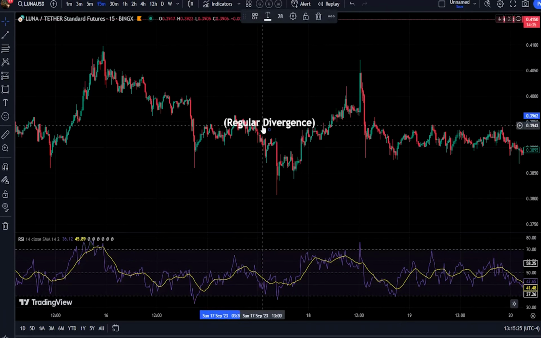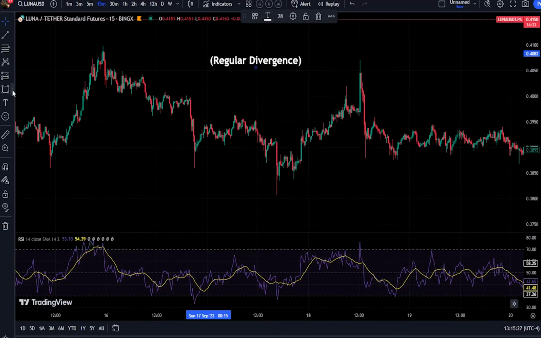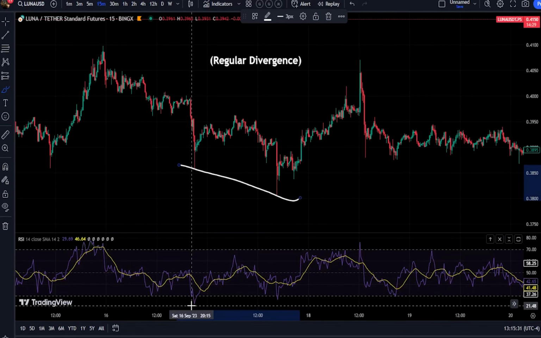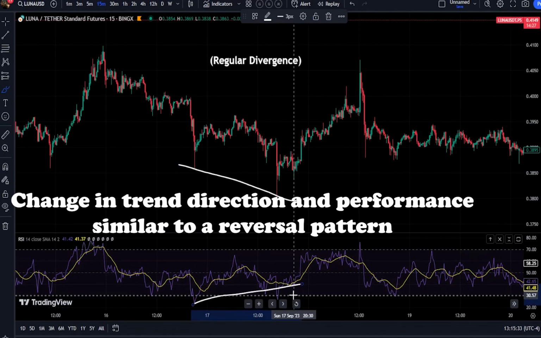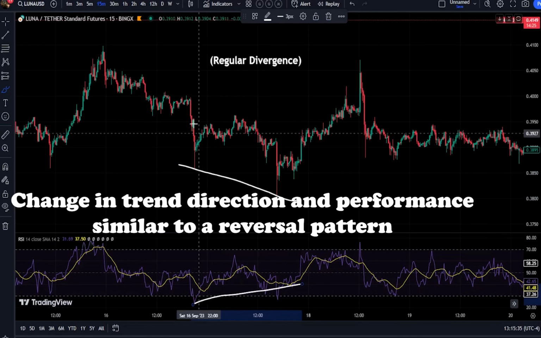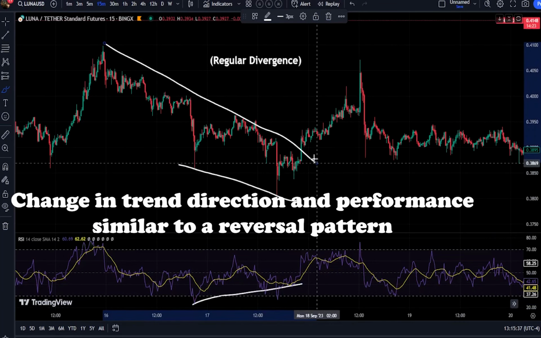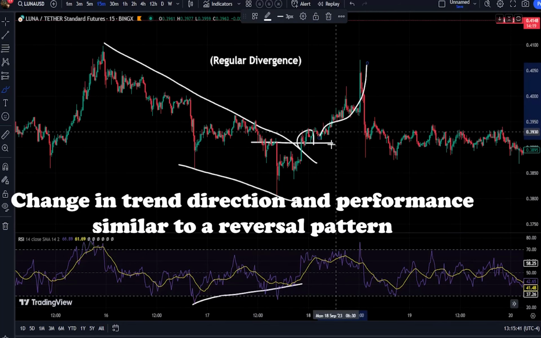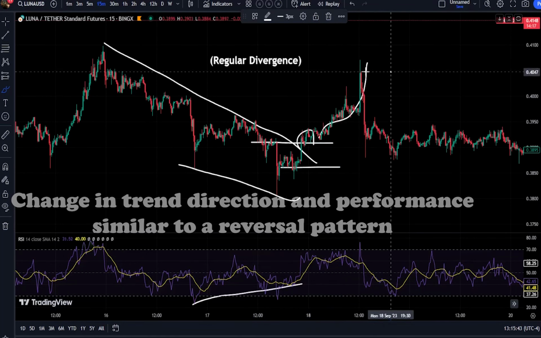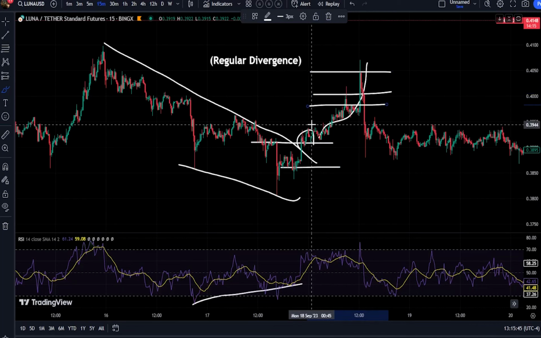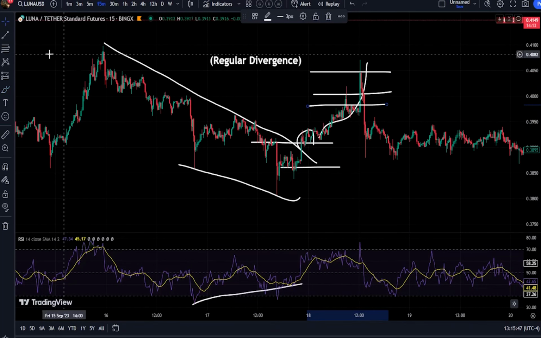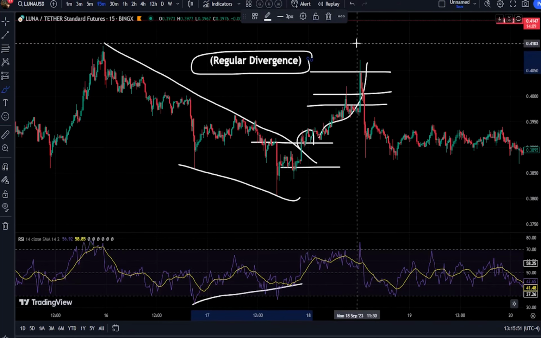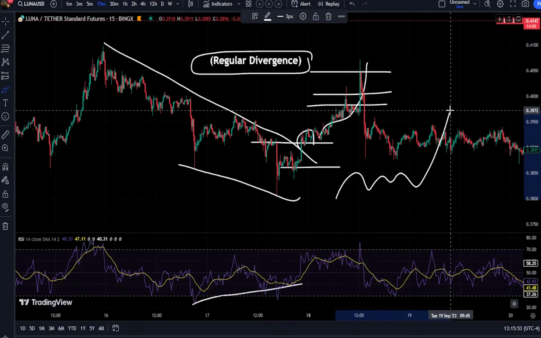Types of divergence. Number 1. Regular divergence. Normal divergence is a state of divergence that occurs due to the opposite behavior between the indicator and the price chart at the end of the trend. By identifying the normal divergence, we accept a change in the direction of the trend and a performance similar to a reversal pattern. Normal divergence has two types according to the trend and prediction it makes.